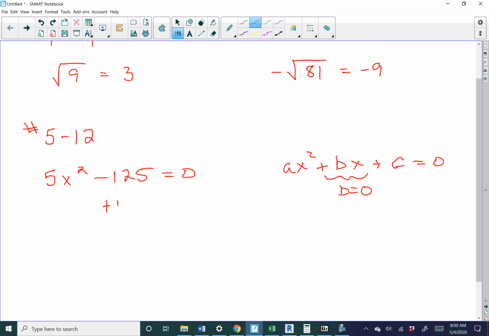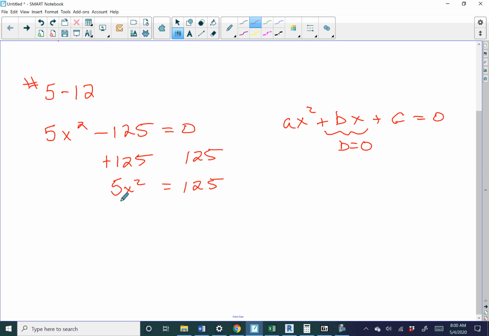And the way we do that is we move the 125 over to the other side, and we get 5x squared equals 125, and divide each side by 5, and I get x squared equals 25. So what I did there was I got the x all by itself, or the x squared by itself, so that I can take the square root of both sides. What you do to one side, you have to do to the other.